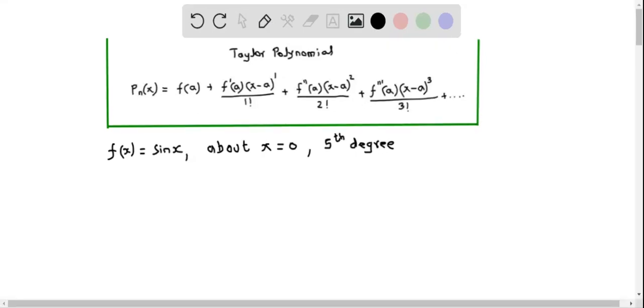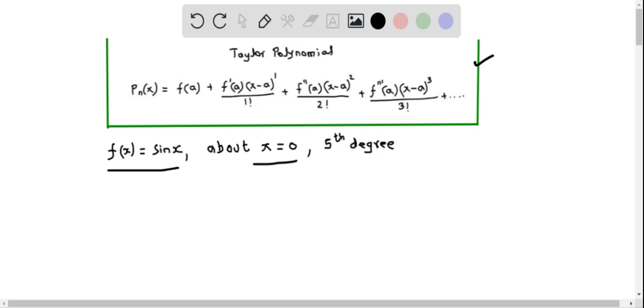Here we find the fifth degree Taylor polynomial for f of x equals sin x about x equals 0. So we are going to use the equation for the Taylor polynomial, that is Pn of x is given by f of a plus f prime of a times x minus a power 1 divided by 1 factorial plus f double prime of a times x minus a quantity squared divided by 2 factorial plus f triple prime of a times x minus a cubed by 3 factorial plus and so on.